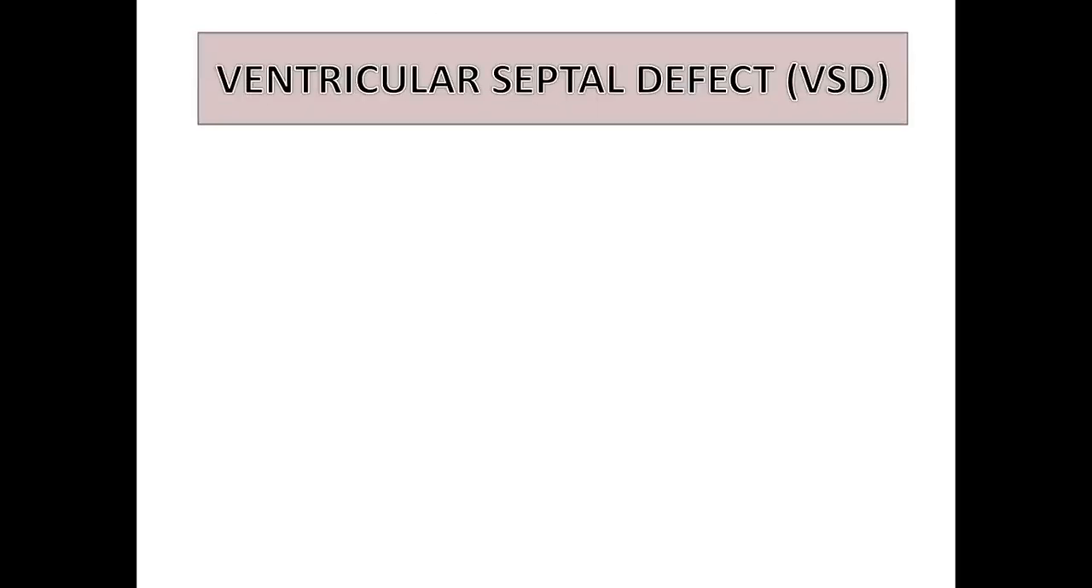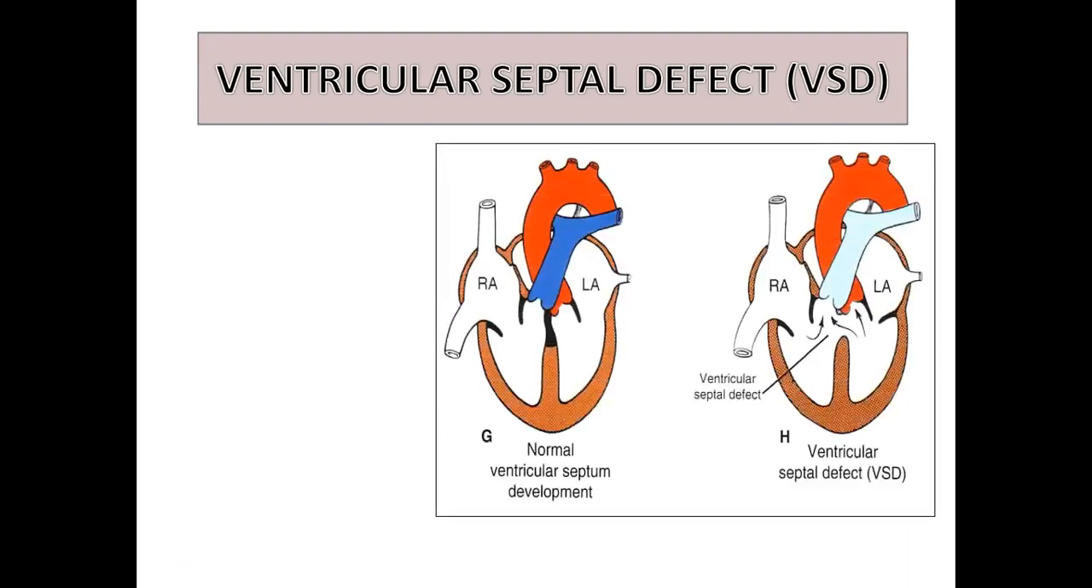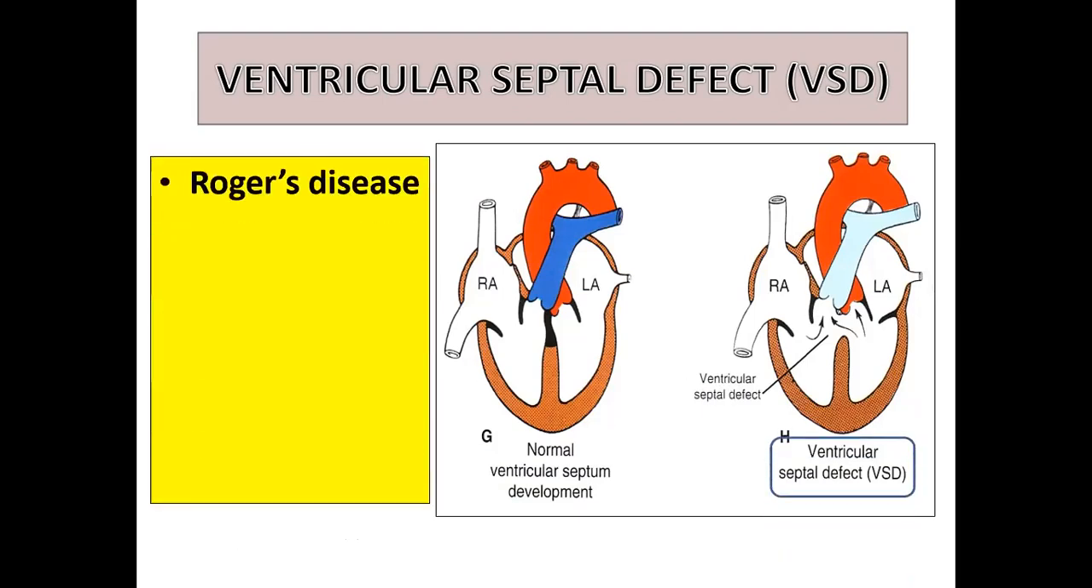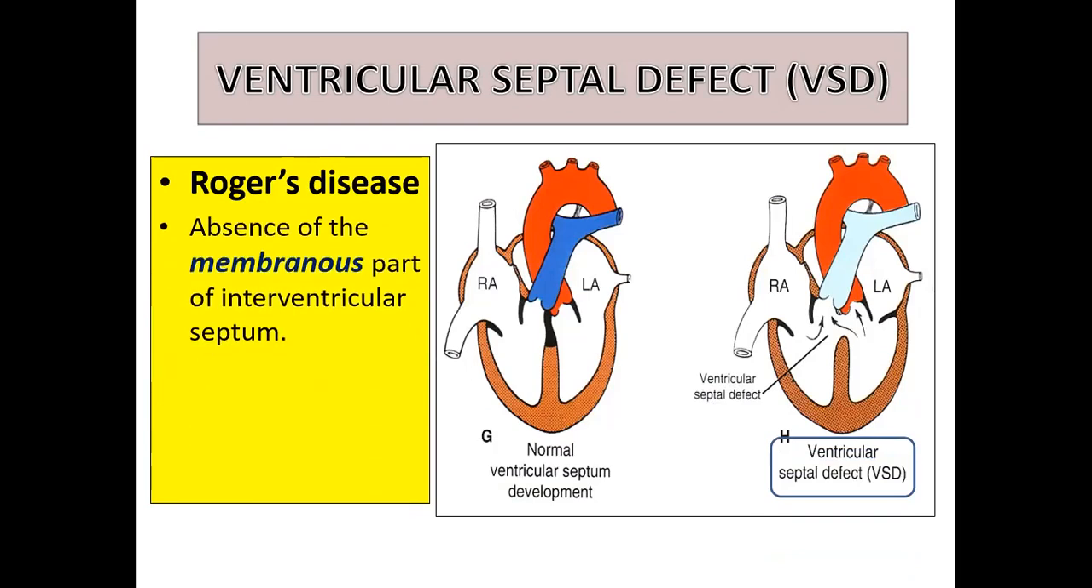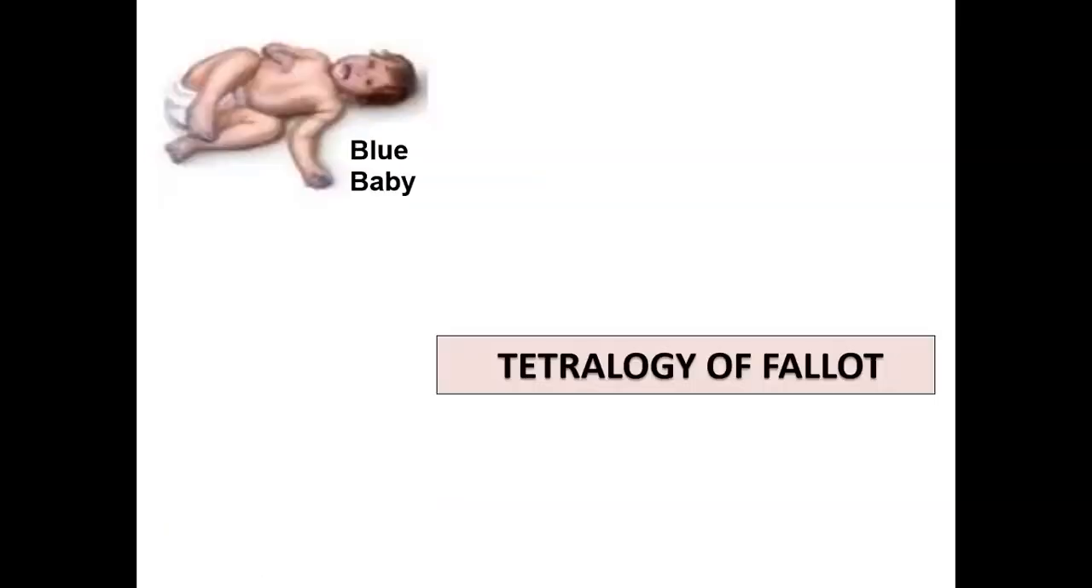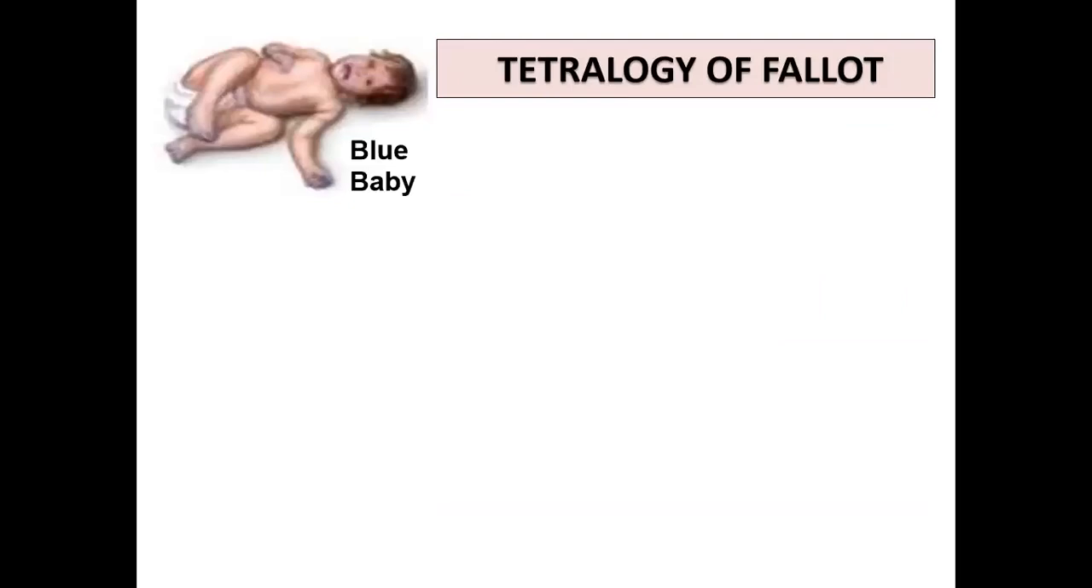Ventricular septal defect, you can see it there. There is something called Roger disease, the absence of the membranous part of the interventricular septum. It is usually accompanied by other cardiac defects, and these patients are always born as a blue baby.